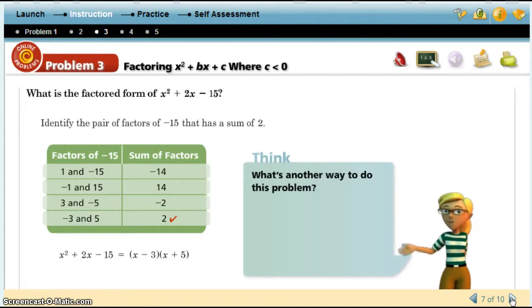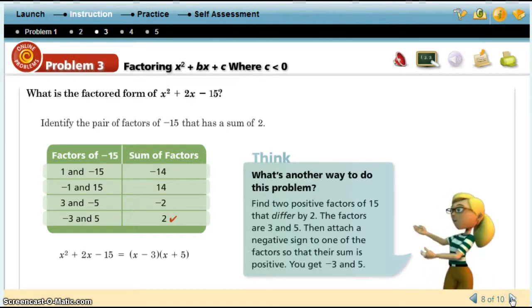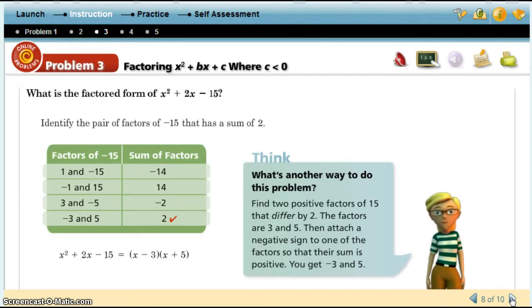What's another way to do this problem? Find two positive factors of 15 that differ by 2. The factors are 3 and 5. Then attach a negative sign to one of the factors so that their sum is positive. You get negative 3 and positive 5.